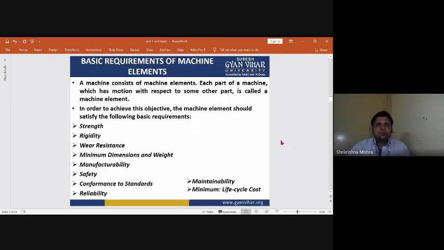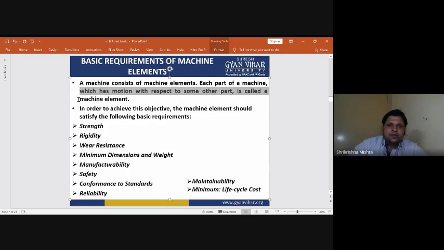Now, what are the basic requirements of machine element? A machine consists of machine elements. Every machine has individual components which are known as elements, machine elements. Each part of a machine which has motion with respect to some other part is known as machine element. This is the definition of machine element.